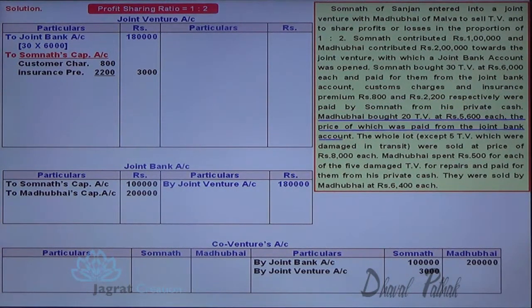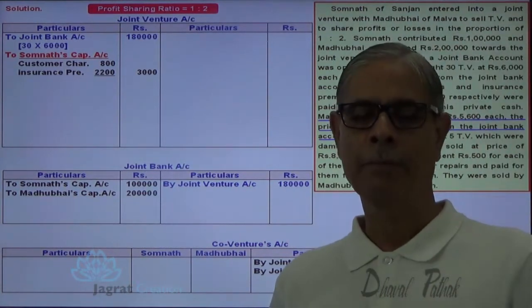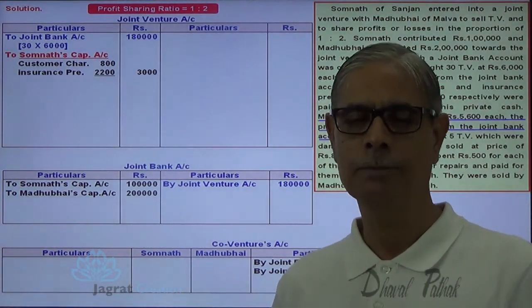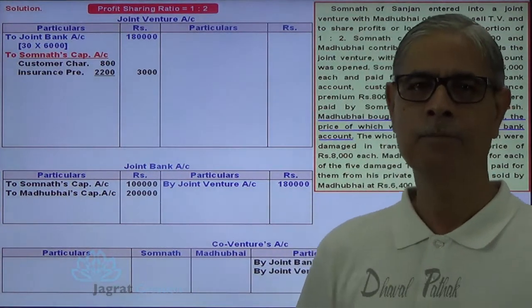20 TV sets are purchased. Payment is made from joint bank account. Purchases will be debited to joint venture account. Joint venture account is a functional account.